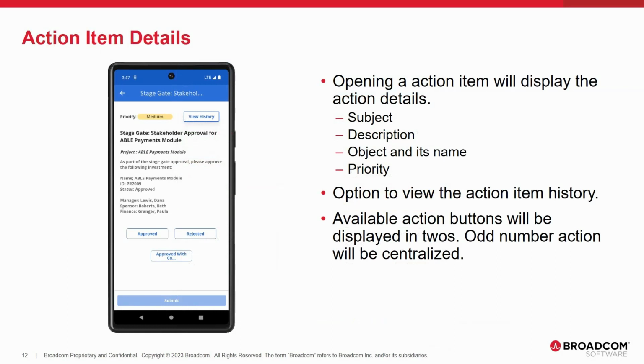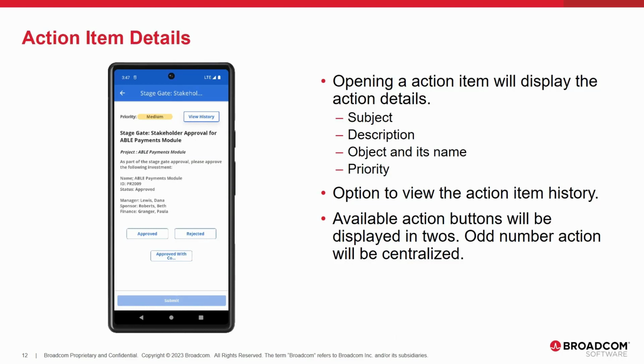Touching on any one of the action items will open that specific action item up, and the following data will be displayed in that action item. The user will be able to see the subject, description, object and its name, as well as their priority. The user will also have the option to view the action item history.